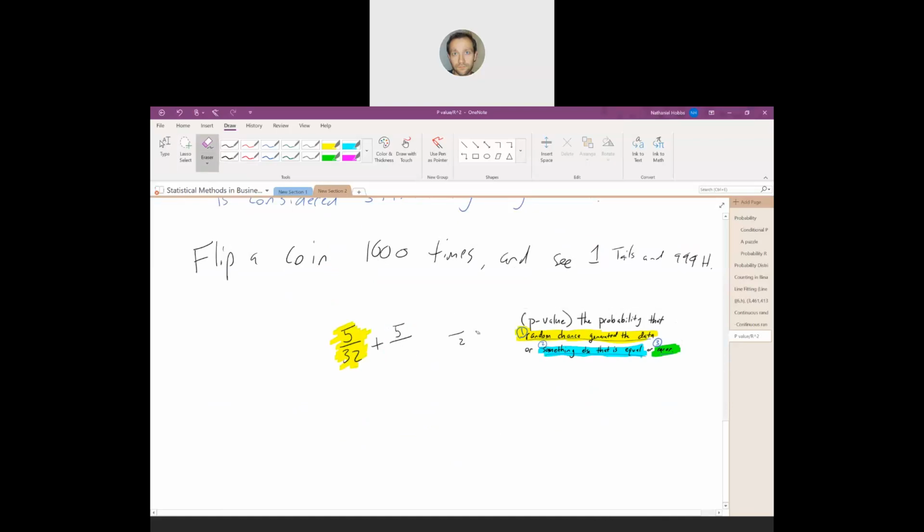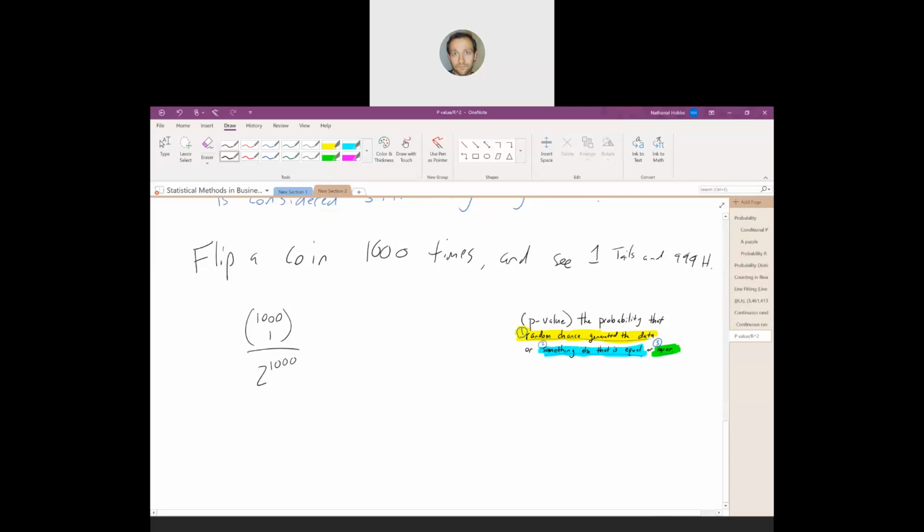All right, so we have these 3 things. Let's calculate it. The probability that random chance generated the data? Well, it's the number of ways that this could happen, assuming a fair coin. There are 1,000 choose 1 ways of getting 1 tails. That's 1,000, over 2 to the 1,000.